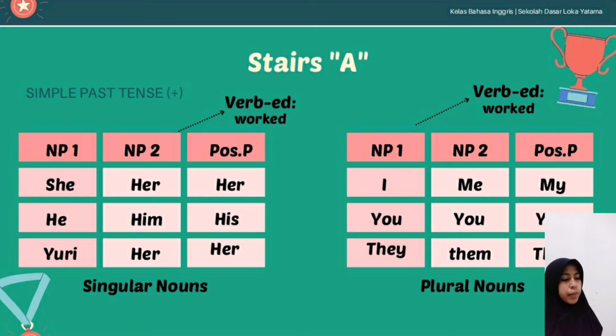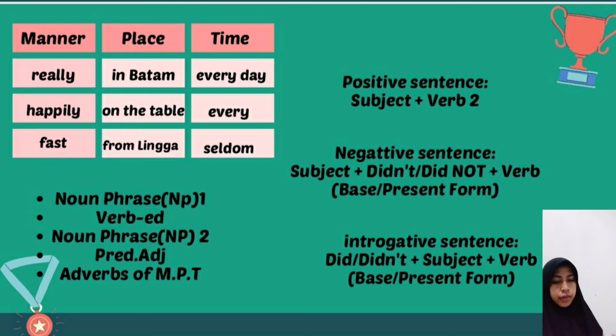Then this count table includes plural nouns. Its verbs are eat and work, for example, the same as for singular nouns. As for the steps: noun phrase NP1, verb, noun phrase NP2, predicate adjunct and adverb of MPT.